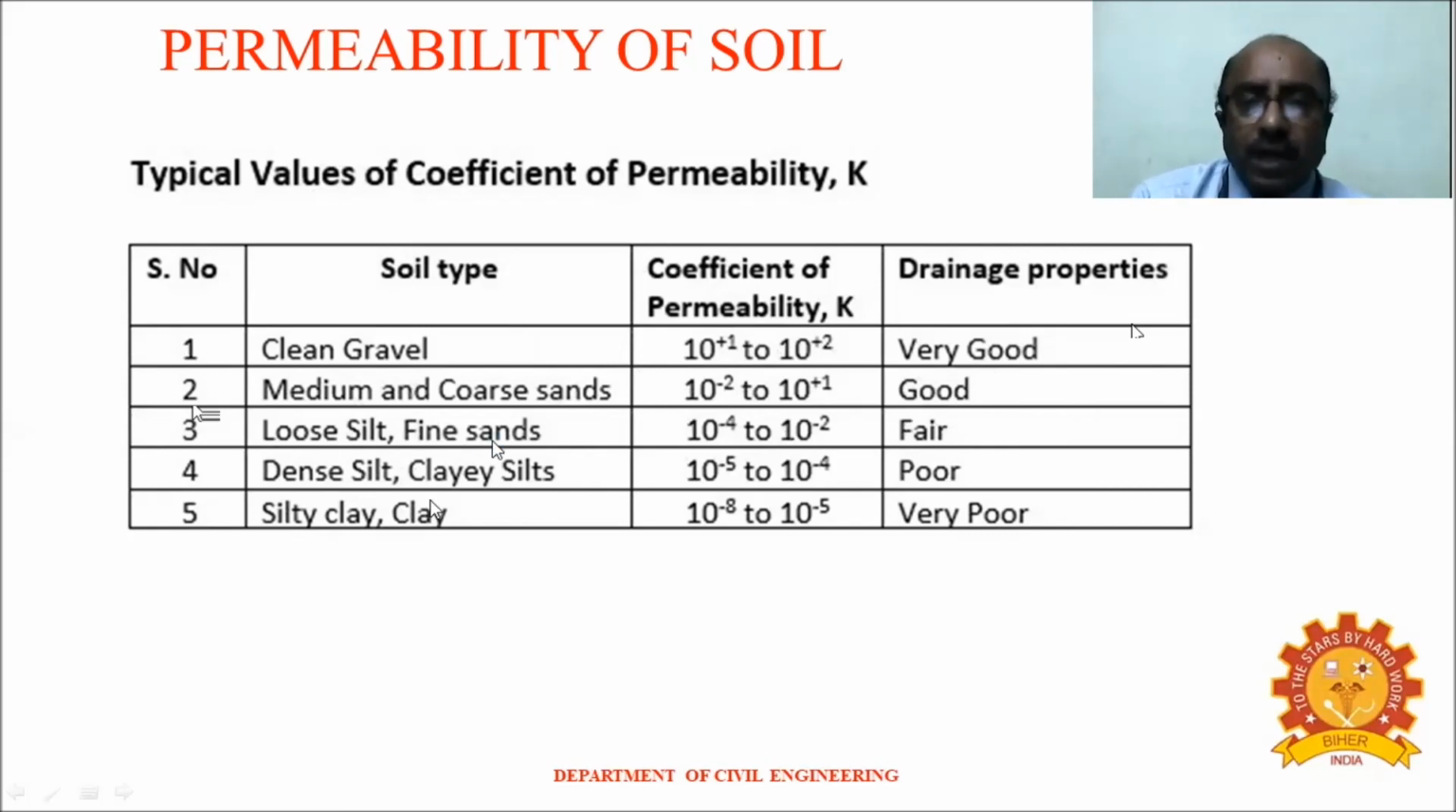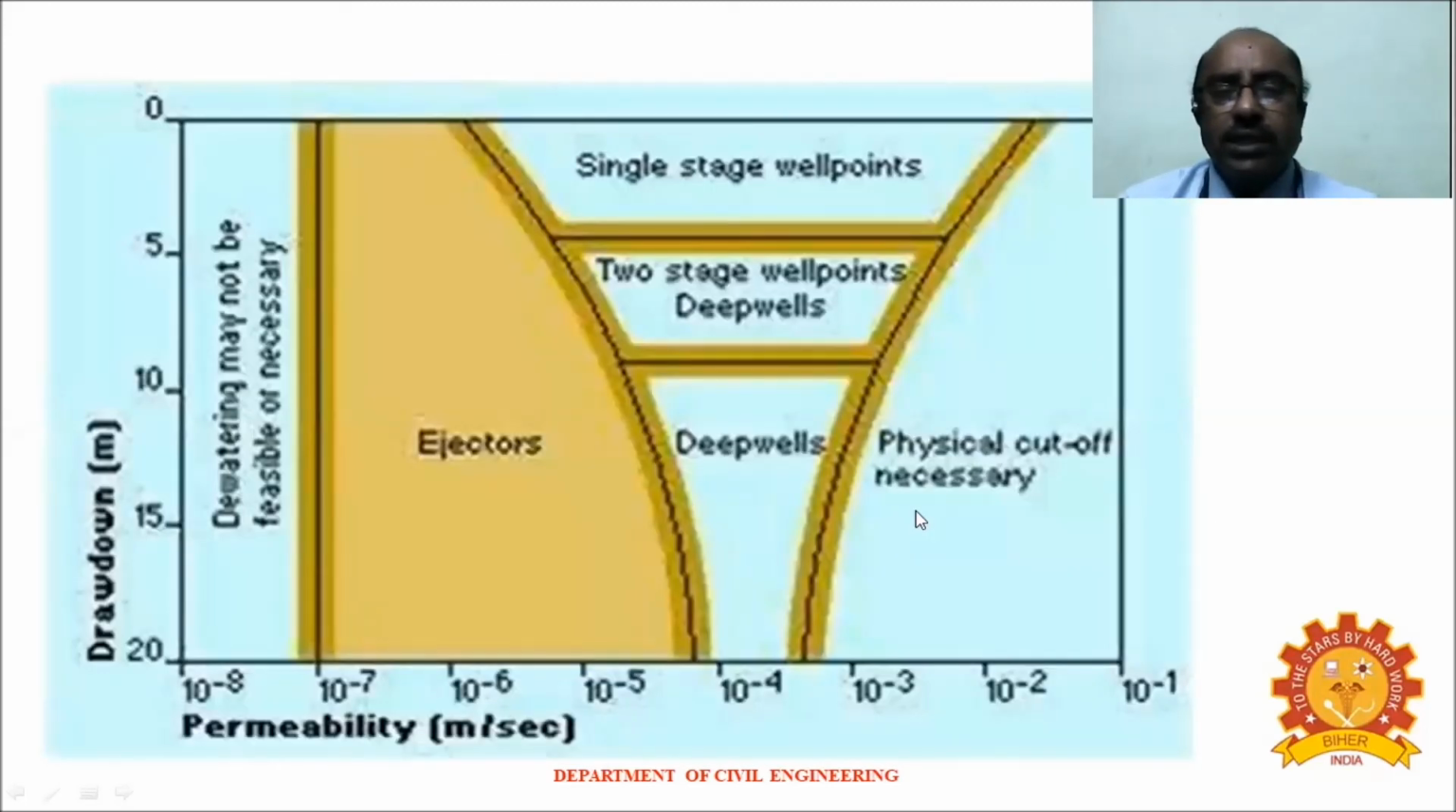Whereas in dense silt or clayey silt, it is even less, 10 power minus 5 to minus 4, so the drainage condition is very, very poor. And in silt and pure clay, it is around 10 power minus 8 to 10 power minus 5, which is very, very poor. This is the coefficient of permeability, in terms of meters per second.